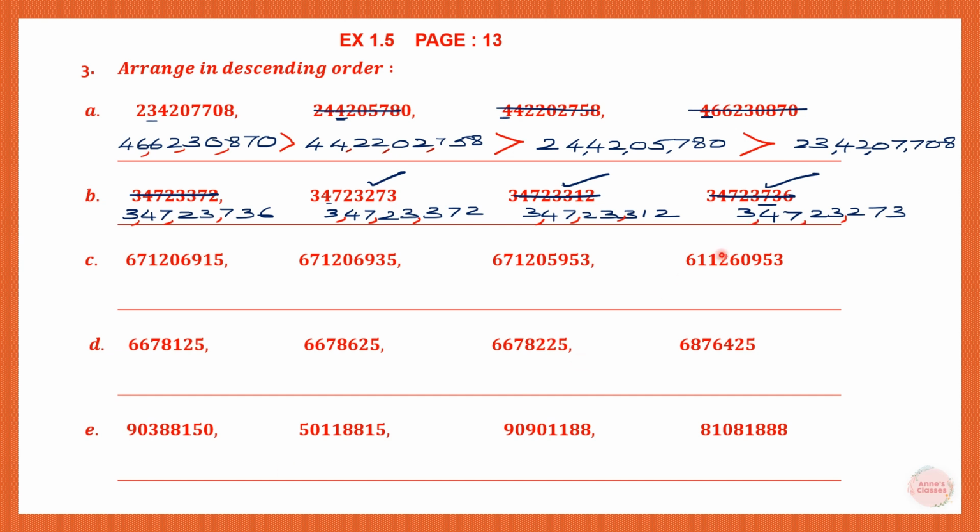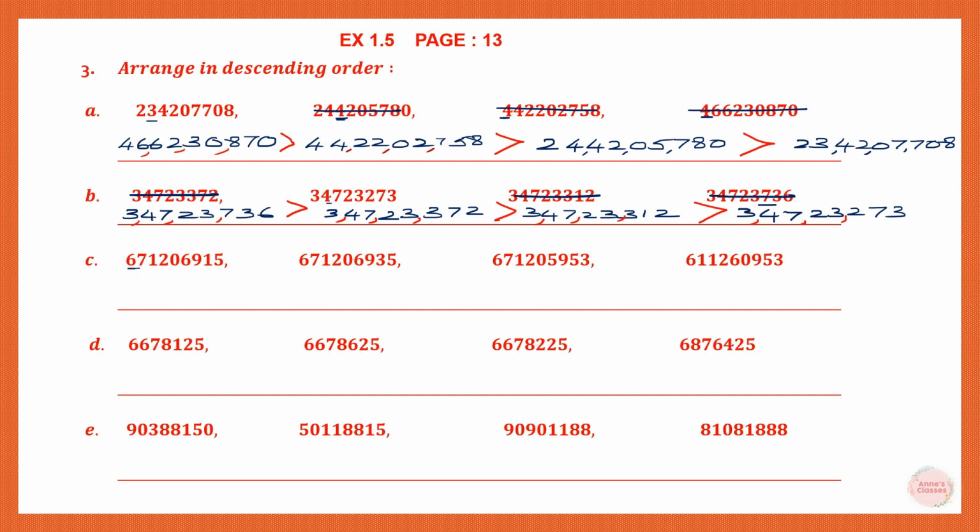Now let's read the number. 3 crore 47 lakh 23,273. Now let's put the symbol of greater. So greater than symbol is here. Now let's go to the next one here. Again, we have numbers. Let's count the number of digits of each of these numbers.